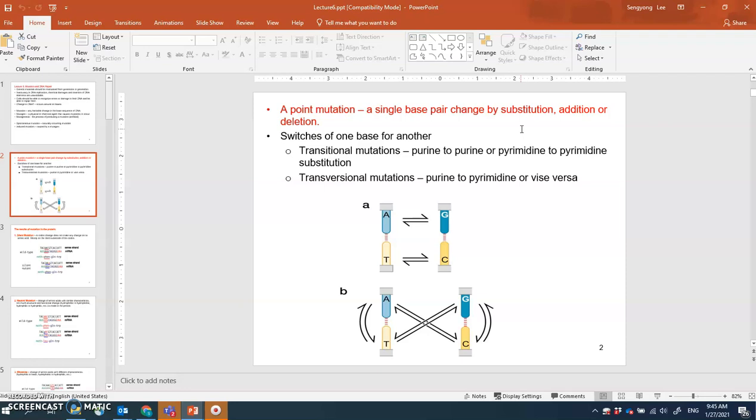So let's think about maybe switching out one base pair to another. Then what are the consequences of that?